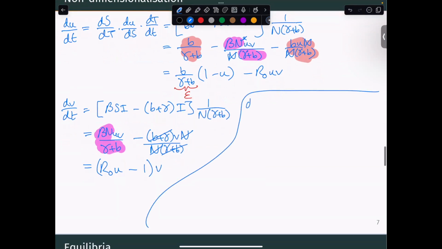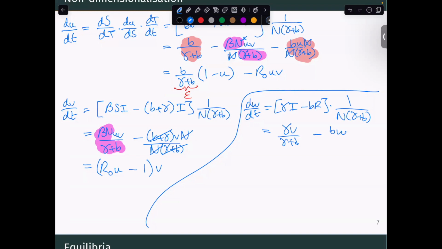Okay, finally, our equation for the recovered class is going to be gamma I minus b r, all multiplied by 1 over n times gamma plus b. Multiplying this out and doing the substitutions for I and r, so I is equal to v n and r is equal to w n, we're going to get gamma v over gamma plus b minus b w over gamma plus b.